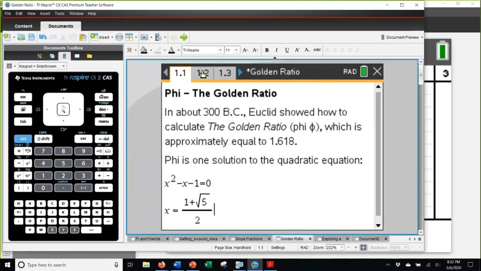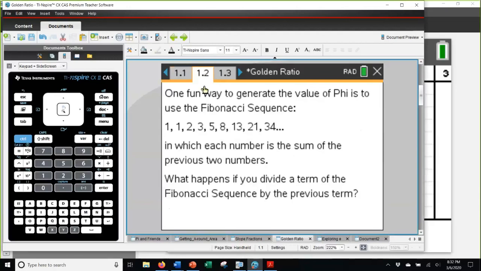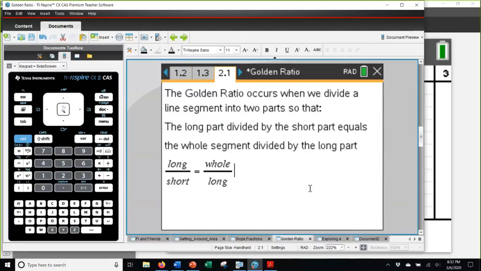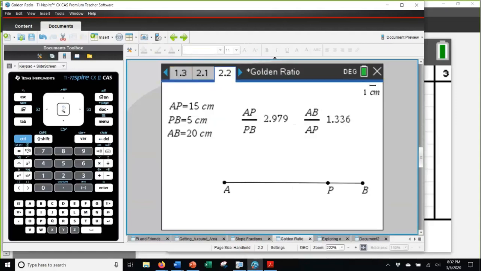In the TI Inspire file, we have the same thing. You can, in the lists and spreadsheet, do the division. And now the TI Inspire file also has some geometry aspects of the golden ratio. It occurs when we divide a line segment so that we have the same ratio long to short versus whole to long. And so this page here has line segment AB, and we can move point P around.